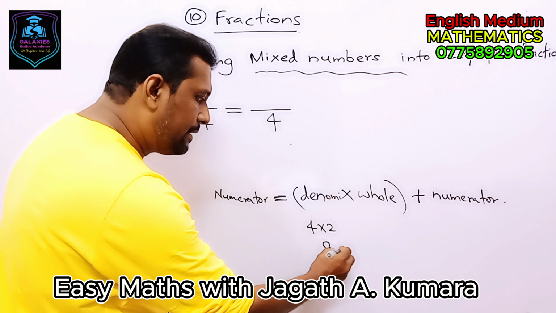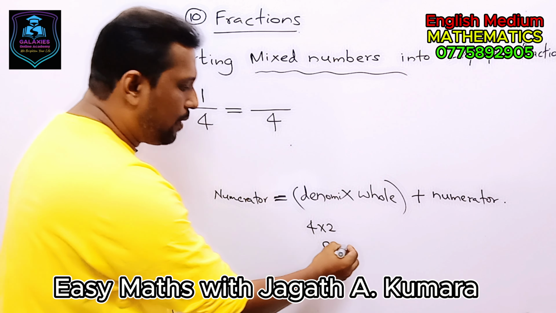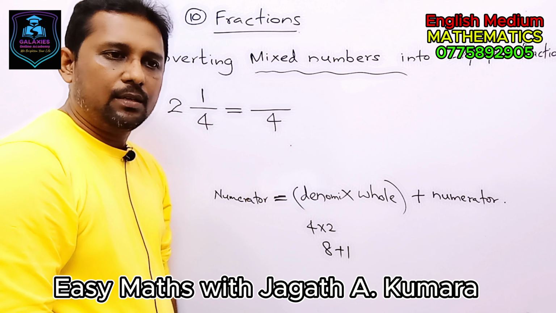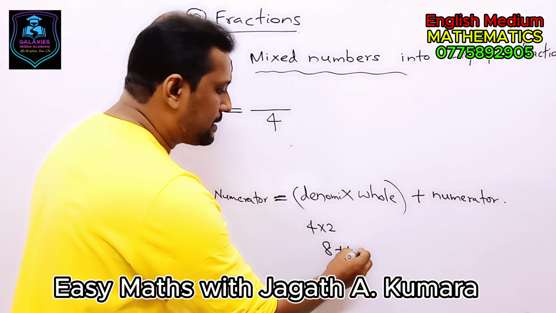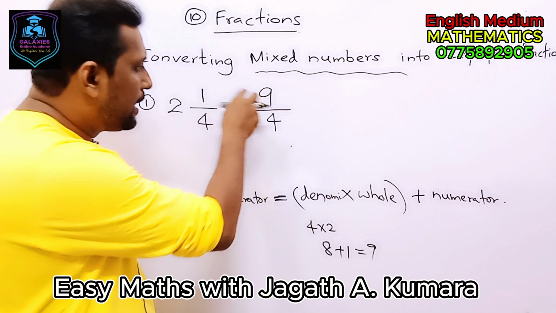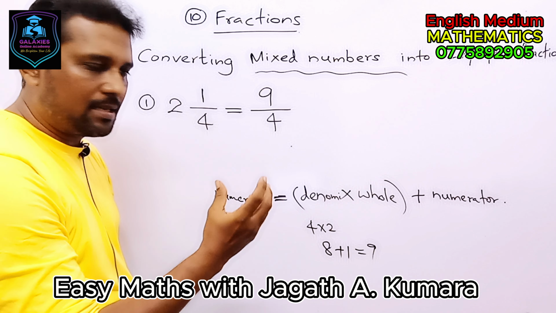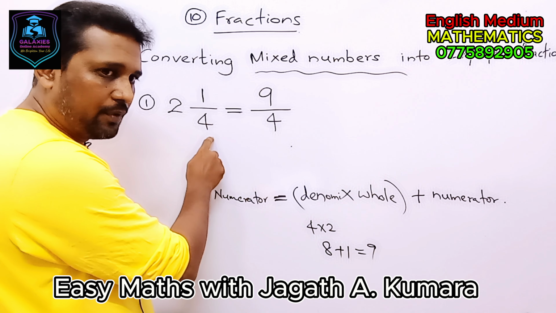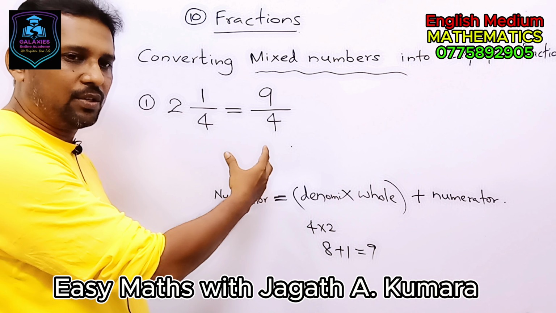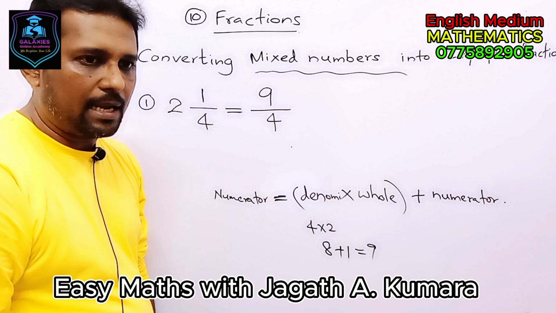Then you add numerator value. What is the numerator? 1. 8 plus 1. What is the answer? 9. So what is the numerator? 9. 9/4. Right? What is the mixed number? 2 1/4. What is the improper fraction of it? 9/4. Can you understand?